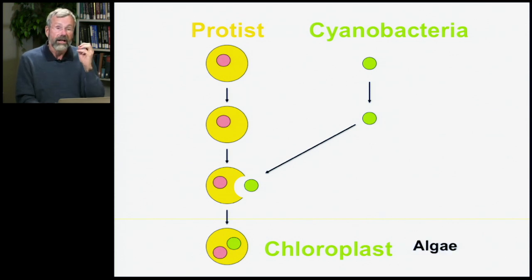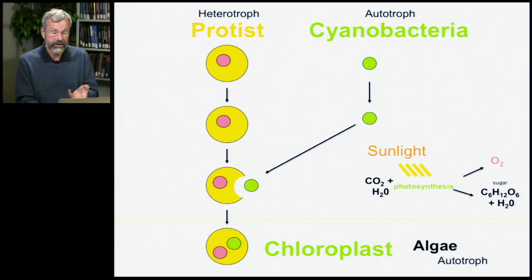So we have now the algae. The protists until that point would just have been heterotrophic. They had to get their organic food source from somewhere else. The cyanobacteria were autotrophic. Now they're bringing the capacity for photosynthesis inside the algae. Algae are autotrophic because they have chloroplasts.